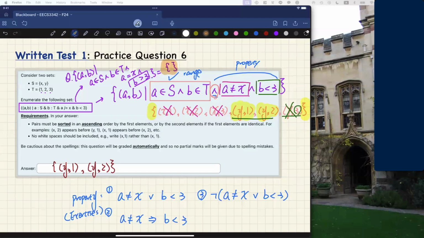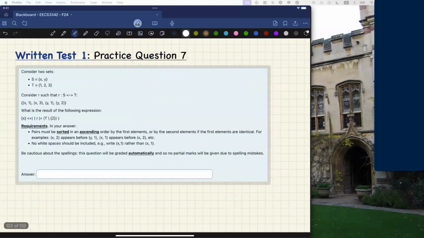Alrighty, let's now move on. Okay, final question. Let's solve this one here, and then we can still have maybe some time if you guys want to ask me anything related to math lecture.